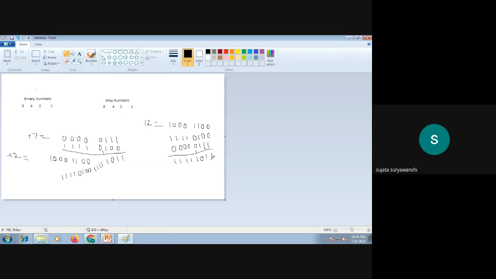Then start with the LSB bit here. 1 should be as it is and alter all the remaining bits. That is 0, 1, and the remaining all 0, 0, 0, 0. Only don't change the sign bit. The sign bit shows the sign of your result, which is minus, and the magnitude is 0, 1, 0, 1, that is 5. Getting it?